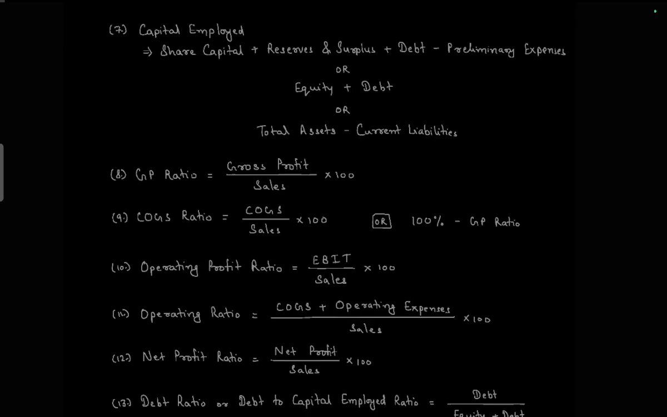Gross profit. Where do you get gross profit? Sales minus cost of goods sold, divided by total sales, into 100. Gross profit by sales gives you the GP ratio. Cost of goods sold by sales into 100 is the cost of goods sold ratio. So 100 minus GP also gives you that.